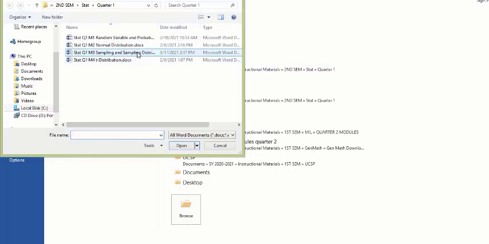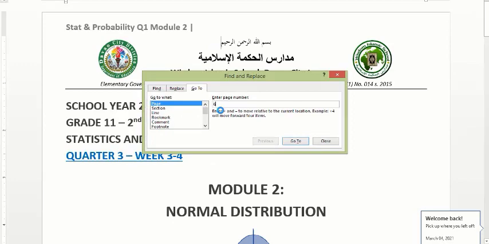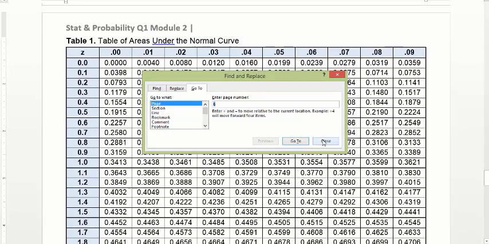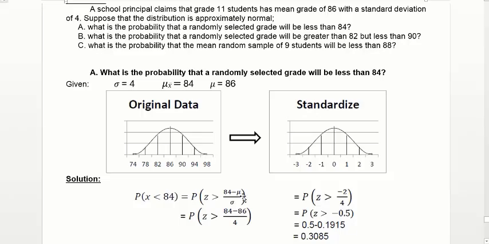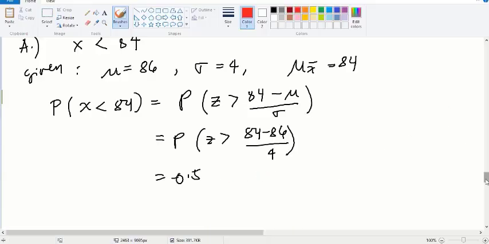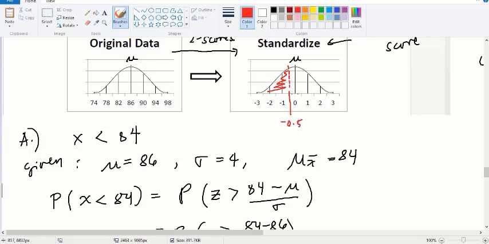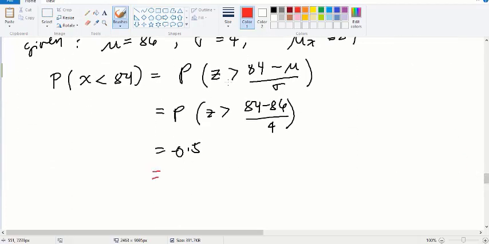It's on normal distribution, on page 6. Okay, page 6. There you go, 0.5. So this one: 0.1915. Let me go back here. This area is from 0 to negative 0.5. So how do we get the area we want? 0.1915.